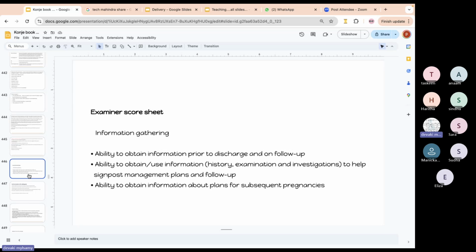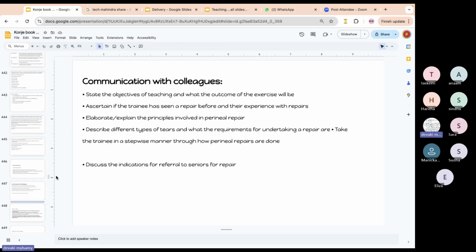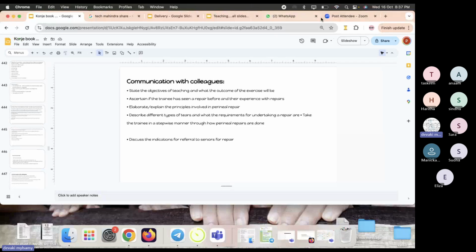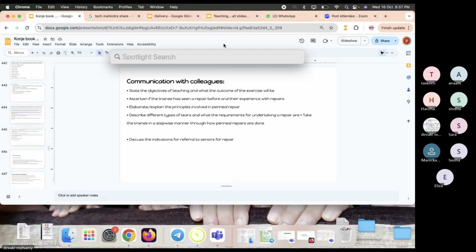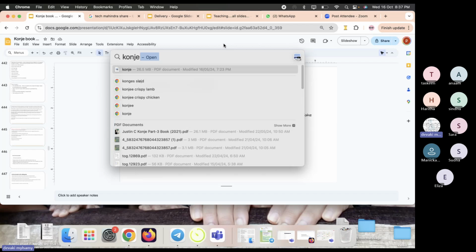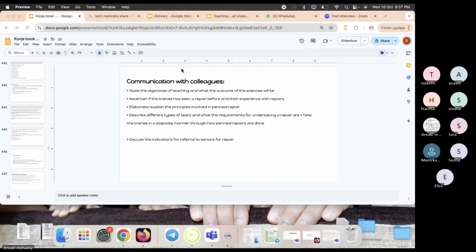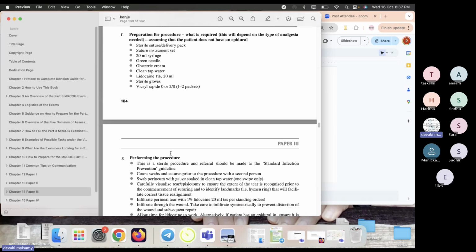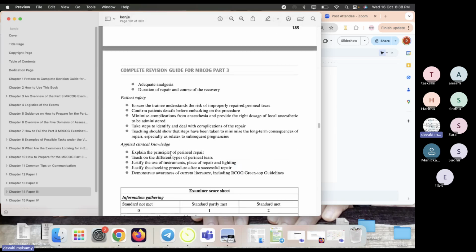So coming to the scoring on this case, information gathering. Okay, no, this is not the information gathering. I think I have not included information gathering in my answer key here. You can open a book. If you want to see the information gathering, it will be in this domain.